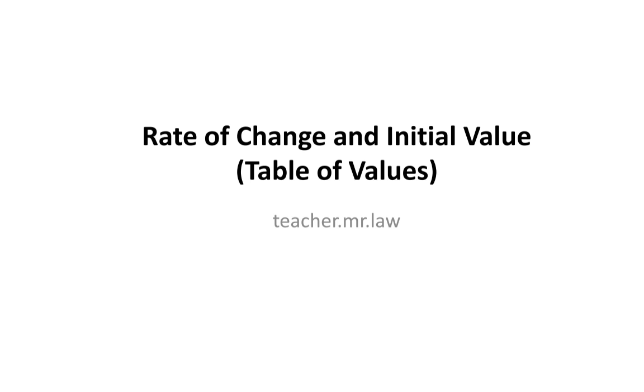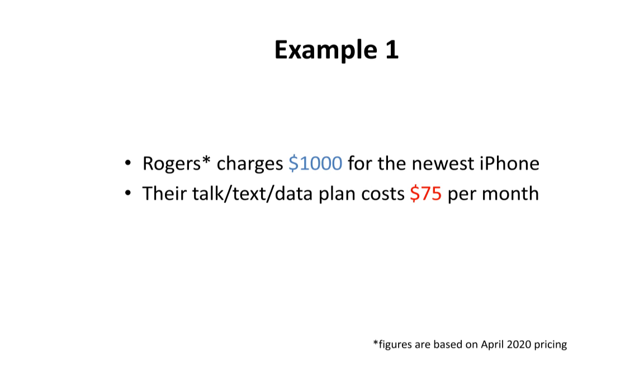In today's lesson, we'll be learning about rate of change and initial value with a focus on table of values. In our first example, Rogers charges $1,000 for the newest iPhone. Their talk text data plan costs $75 per month. We can represent this information with a table of values.